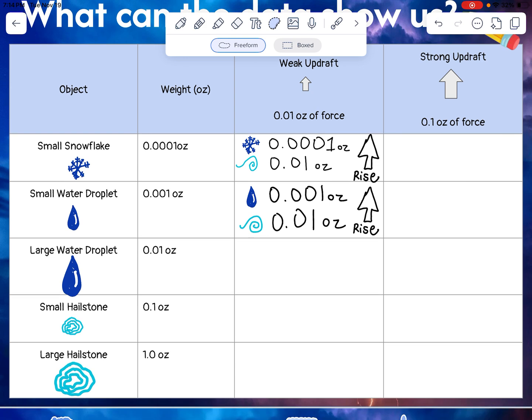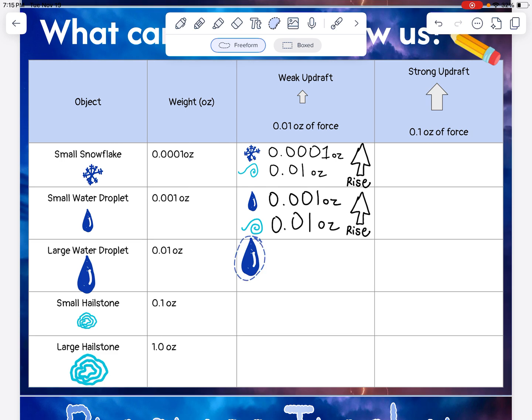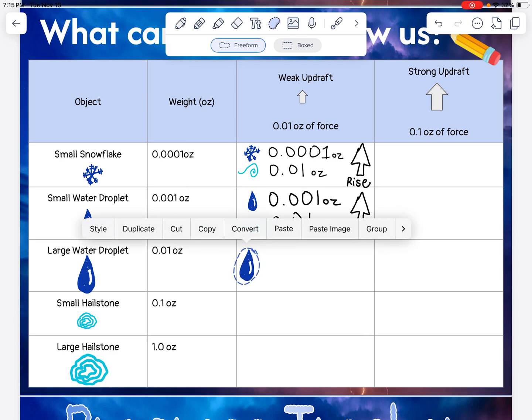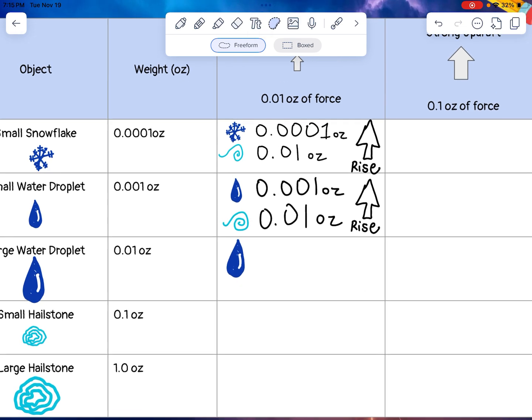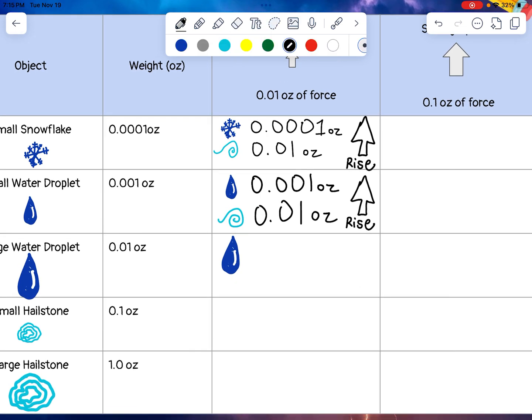Large water droplet. See, again, we're just using that copy, paste all the time so we can talk about things clearly, so we can have picture representations, but we're not working so hard to get the job done. So we've got a large water droplet. The weight of that water droplet is 0.01 ounce, and the strength of the updraft pushing up on that water droplet is 0.01 ounce. Well, this is interesting.